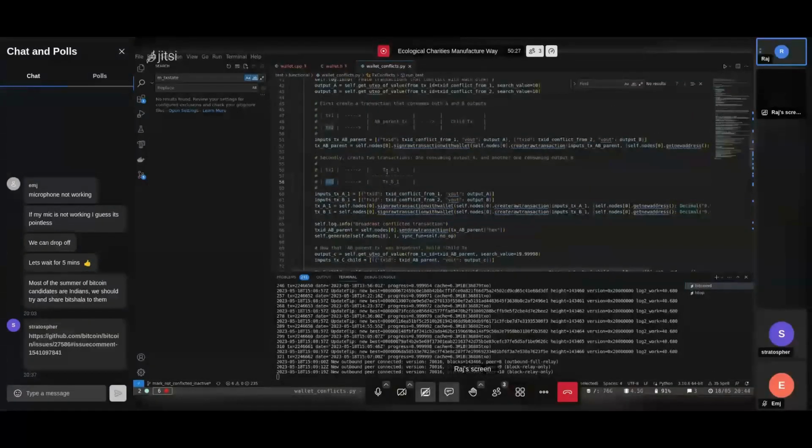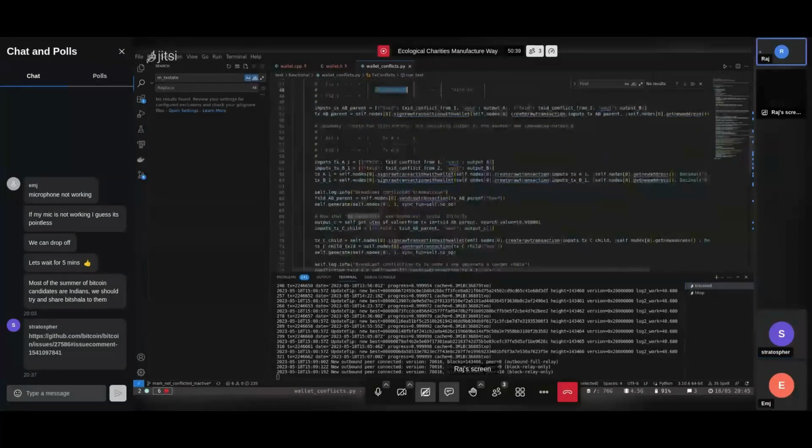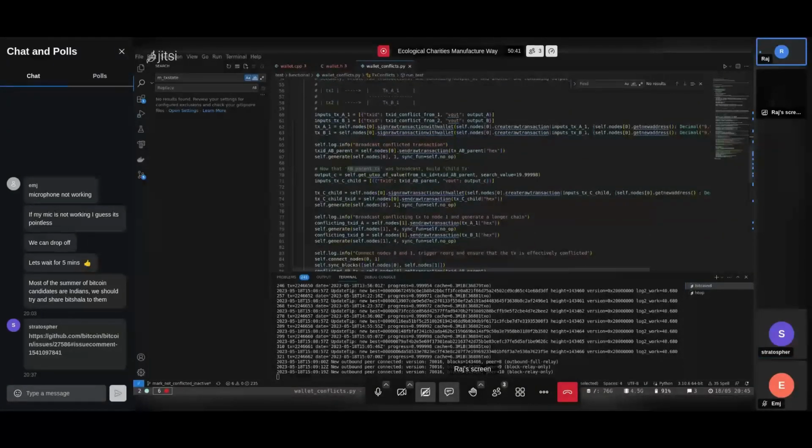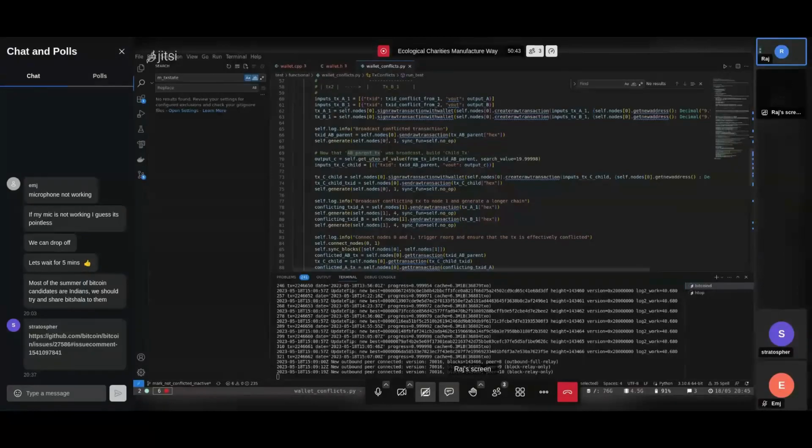So in theory, both transaction A1 and transaction B1 are conflicting with the AB parent transaction. Make sense? Yes. So it's creating these two transactions, then broadcasting the AB transaction. After broadcasting the AB transaction, it's getting it confirmed.